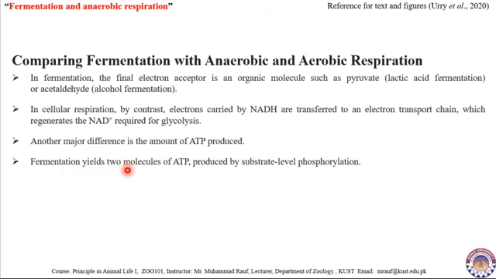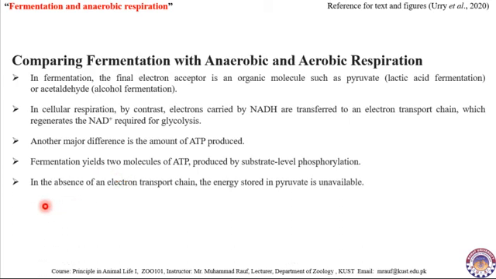Fermentation yields 2 molecules of ATP, only 2, because in fermentation only glycolysis takes place and then NADH delivers its electrons to the end product of glycolysis. So the net product is 2 ATPs. In the absence of an electron transport chain, the energy stored in pyruvate is unavailable.